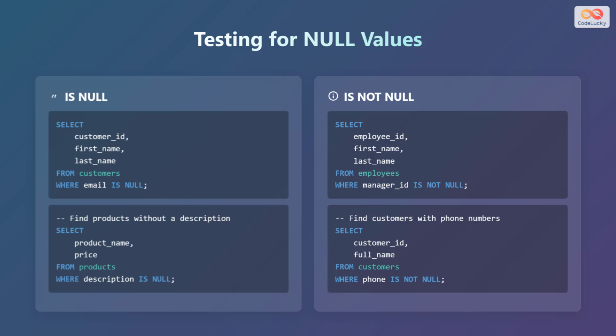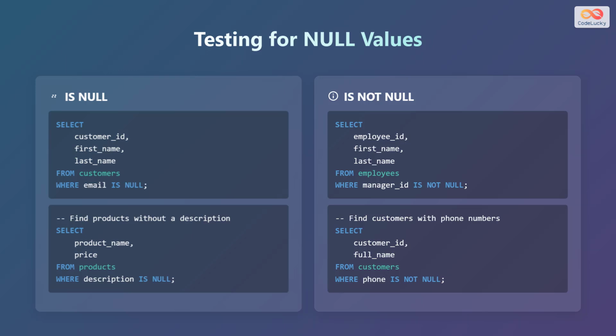First up is IS NULL. This operator checks if a value is null. Here is an example query. Select customer_ID, first_name, last_name from customers where email is null. This query will return all customers where the email field is null or empty. Here's another example. Select product_name, price from products where description is null. This will find all products without a description.